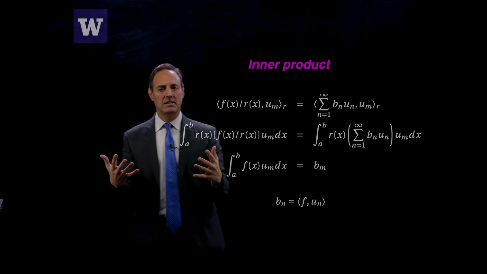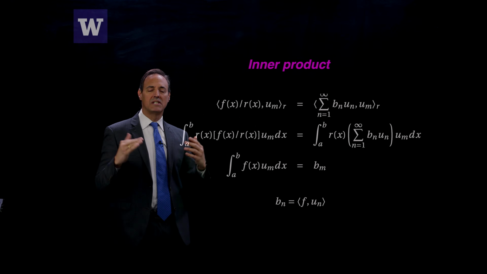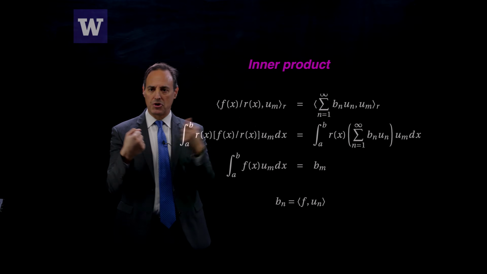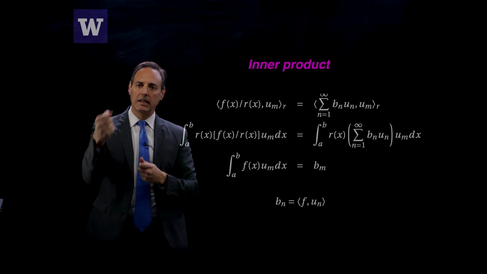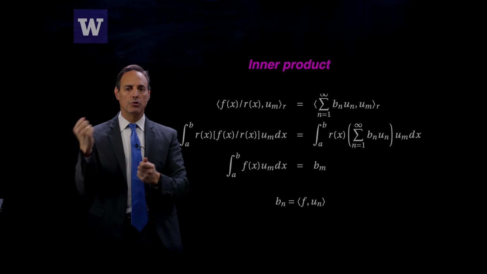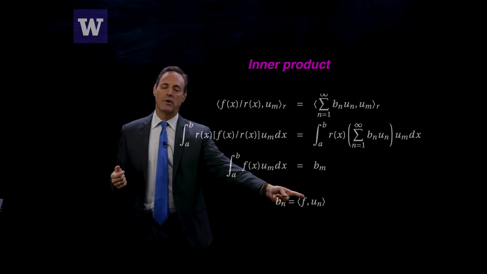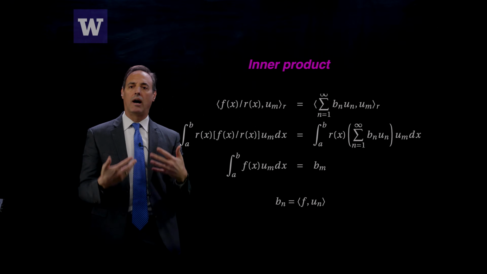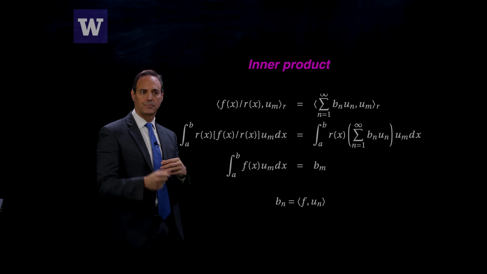So that makes some sense, right? The b of n are simply you take the function f and you project that function f along each of the eigenfunction directions, which are u of n, u of 1, u2, u3, u4, and that's what you have here. And that gives you the weighting along each of the different eigenfunction directions.